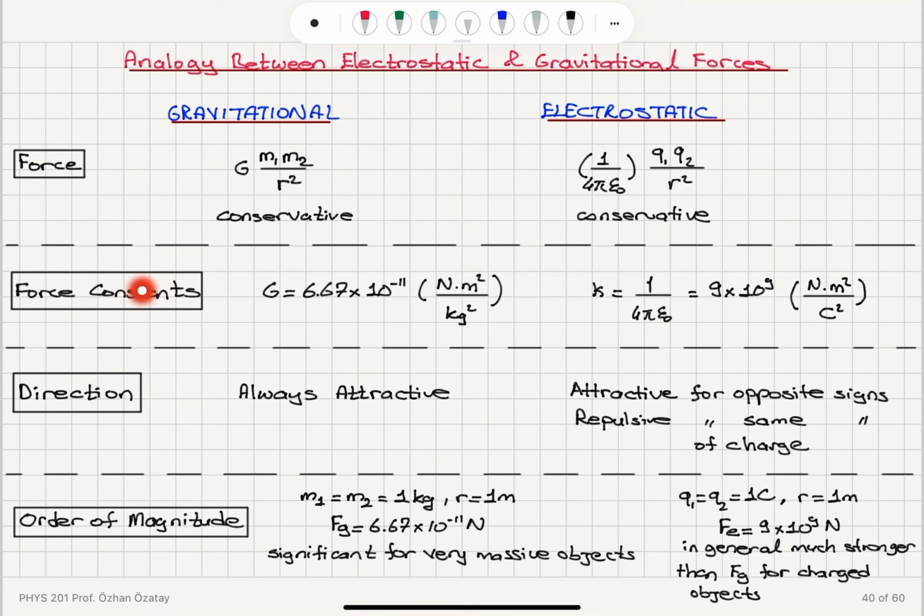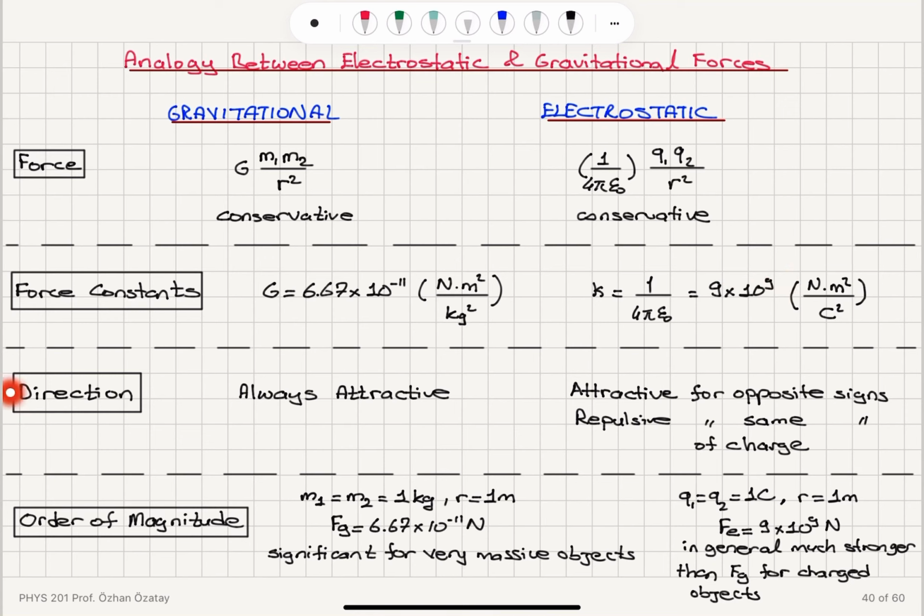Now, regarding the force constants, the universal gravitational constant G has a value of 6.67 times 10 to the minus 11 newton meters squared over kilogram squared. The Coulomb constant K, which is 1 over 4 pi epsilon 0, is approximately 9 times 10 to the power 9 newton meters squared over coulomb squared. Now you can see that there is a big difference between these force constants.